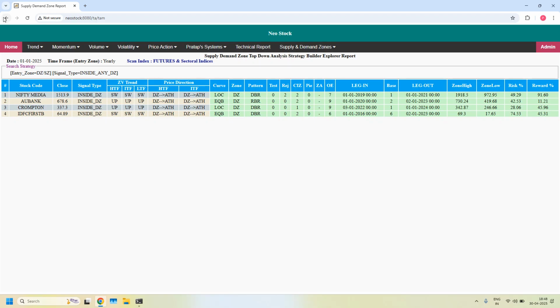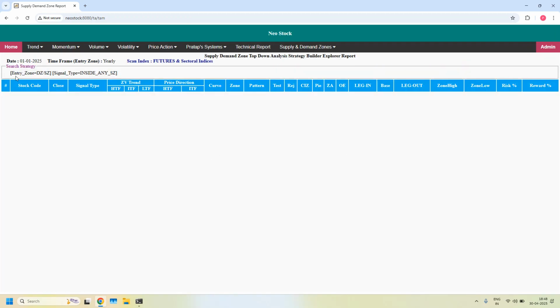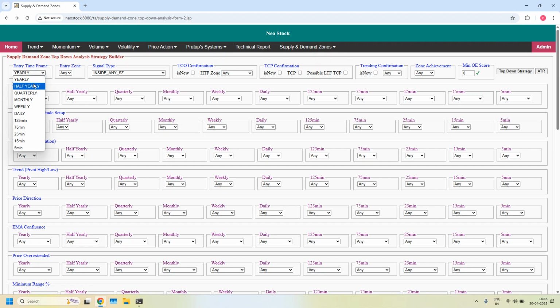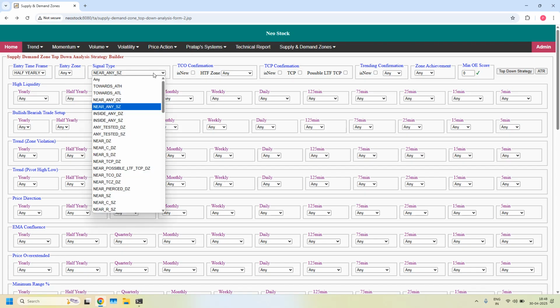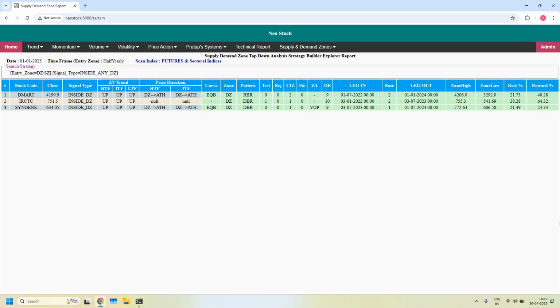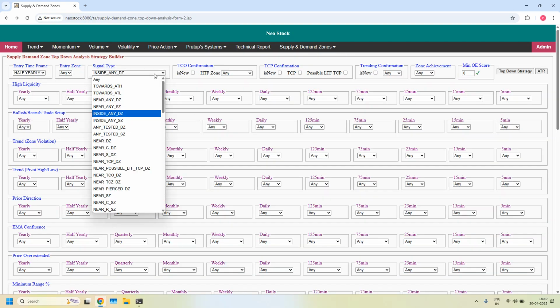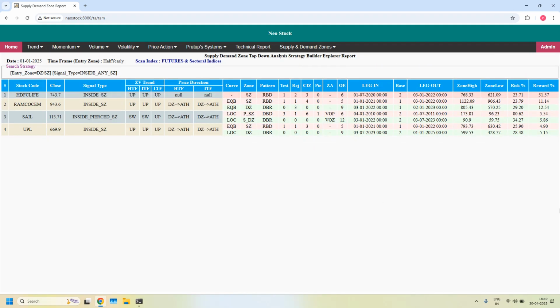Okay, next. Price closed inside the yearly supply zone, no stocks are filtered. Next time frame is half yearly. Stocks near to the half yearly demand zone, no stocks are available. Stocks near to the half yearly supply zone also, no stocks are filtered. Price closed inside the half yearly demand zone, we got 3 stocks. Next, price closed inside the half yearly supply zone, we got 4 stocks.